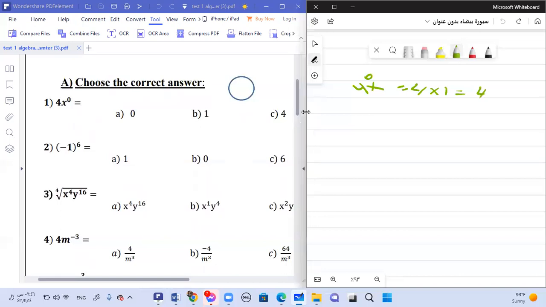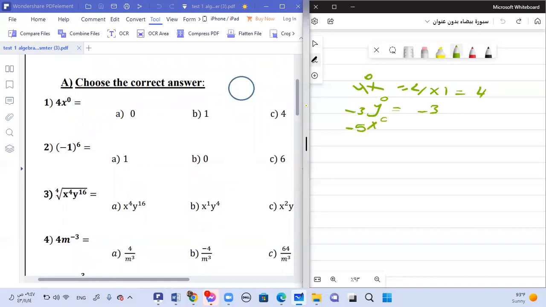If we write another exercise about this idea, negative 3y power of 0 equals negative 3. Okay, you can cancel, y power of 0 is 1. Another exercise, if we have negative 5x power of 0 without calculator, it equals negative 5.